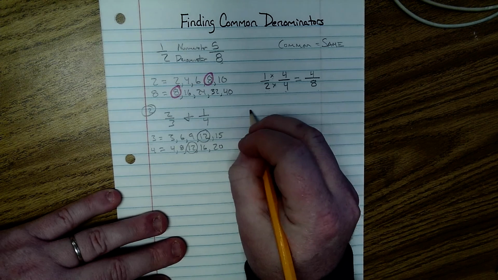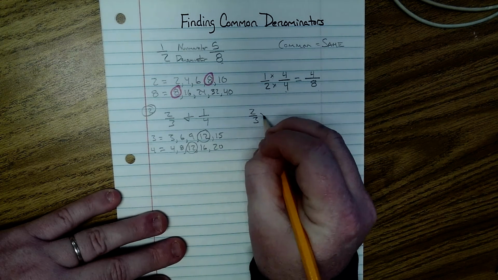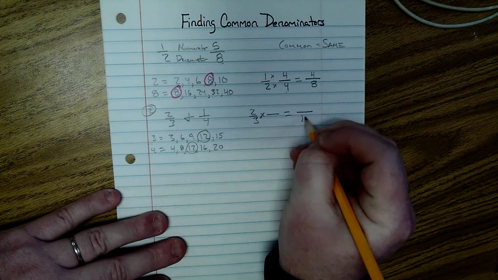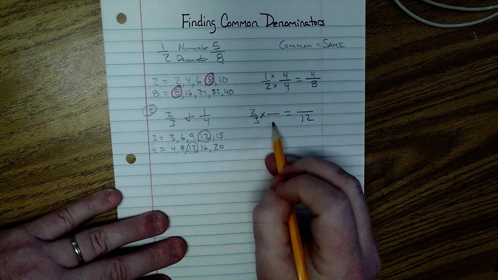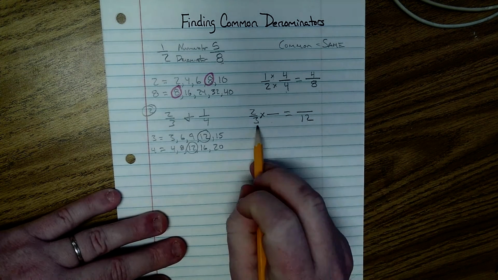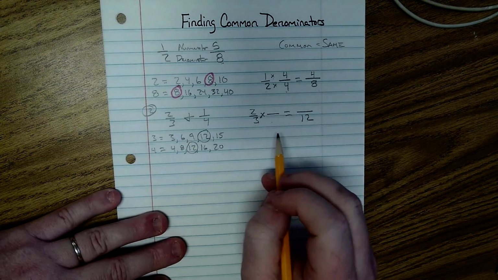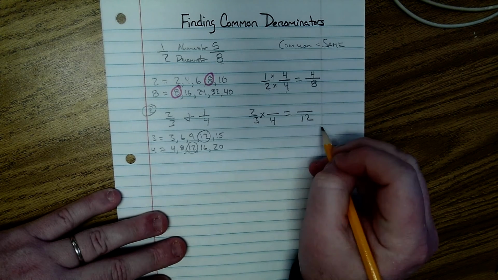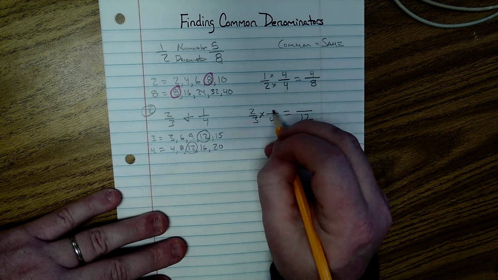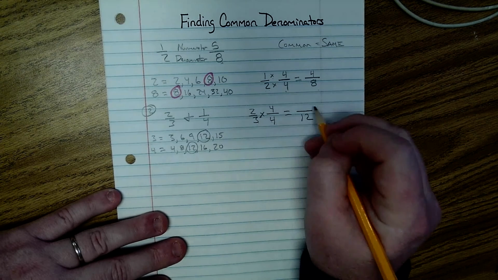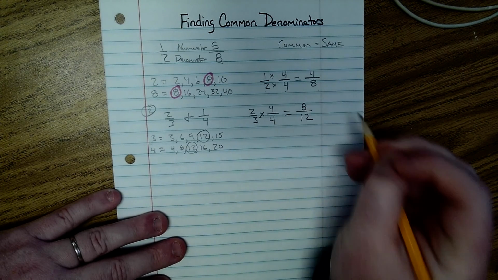So then I can do, okay, 2/3 times blank equals, and my denominator is 12. So 3 times what equals 12? Well, 3 times 4 equals 12. So whatever I do to the bottom, I have to do to the top. 2 times 4 equals 8. So I get 8/12.